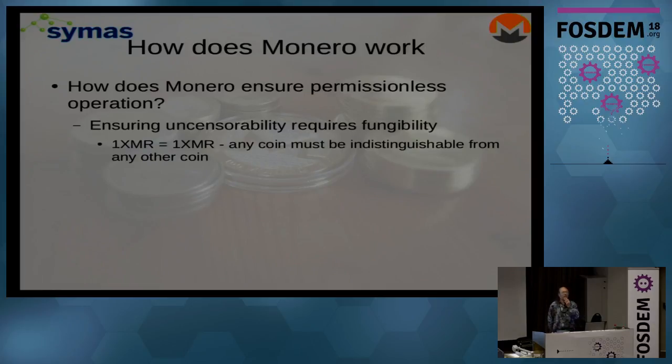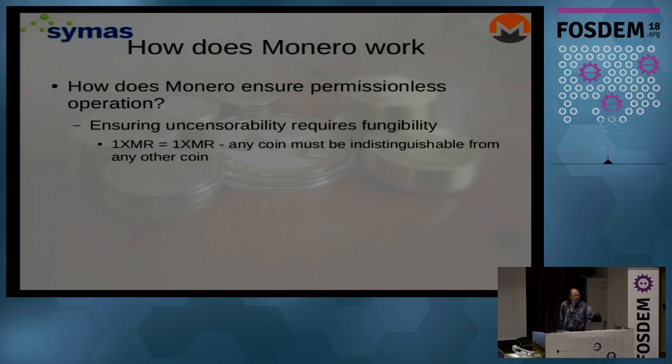So the interesting bits of the technology. How does Monero do what it claims to do? How do we get permissionless operation? To get this, you must have fungibility. Fungibility means that one coin cannot be distinguished from another, and so the coins that you're presented with are always worth the face value that they claim to be, right?